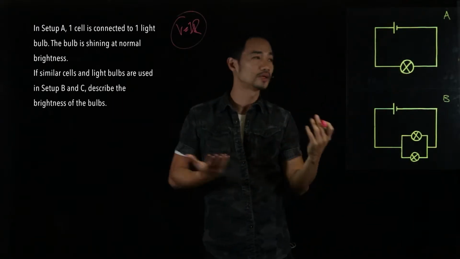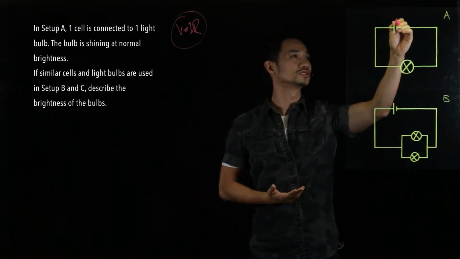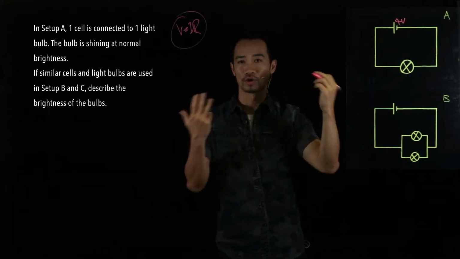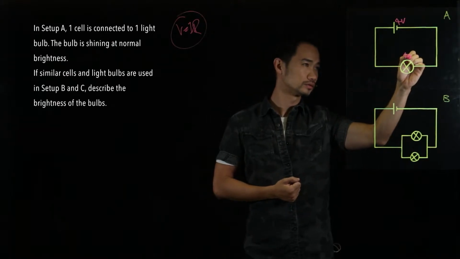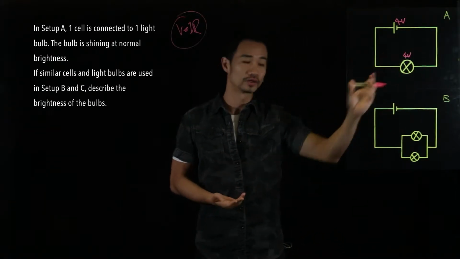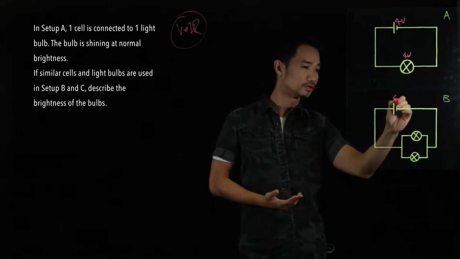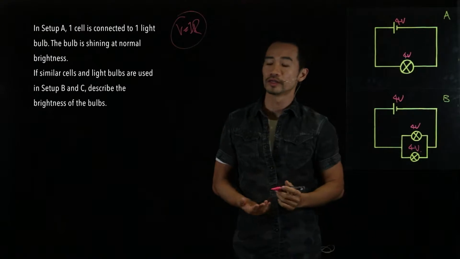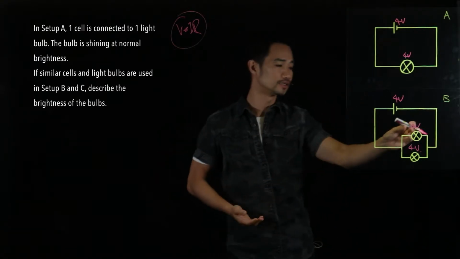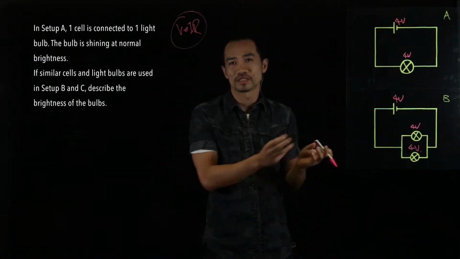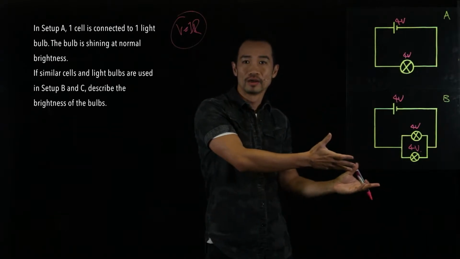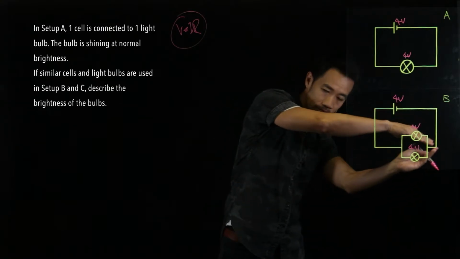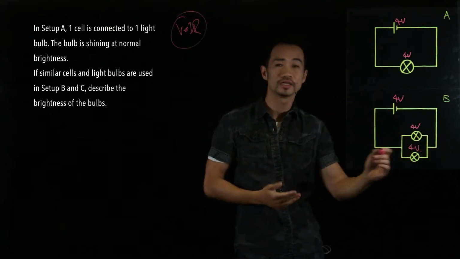To help you, let's assign a value. Let's say this is a 4-volt battery. At 4 volts the bulb is shining at normal brightness, which means the bulb requires a PD of 4 volts to work properly. So in setup B, same cell. This requires 4 volts, this requires 4 volts. Your instinct might tell you, since it is 2 light bulbs, it must be shining less bright. But you still remember how potential difference behaves in a parallel circuit, different pathways. They are actually the same.